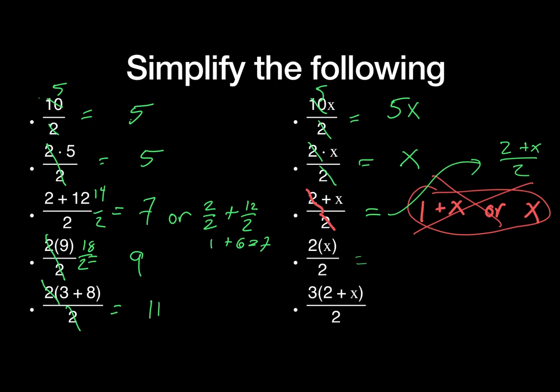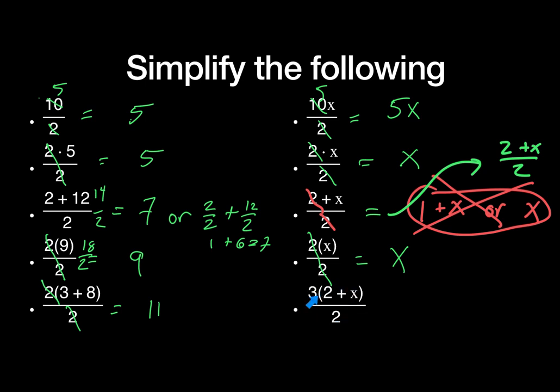Next problem. Answer is x. 2 divided by 2. It's pretty much the same thing. It is exactly the same as this. It's just here we have the multiplication with the dot. Here we have multiplication with parentheses.